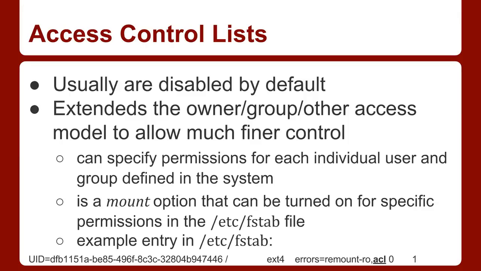So let's get to some alternatives to the permissions model for standard Linux distributions, and talk about alternatives. Access control lists exist, but they are disabled by default. They extend the owner, group, other access model to specify on a per user basis what permissions they should have. It is an aspect of the file system, and it depends obviously on the file system. And you can turn it on. It's a mount option in the file system table file.